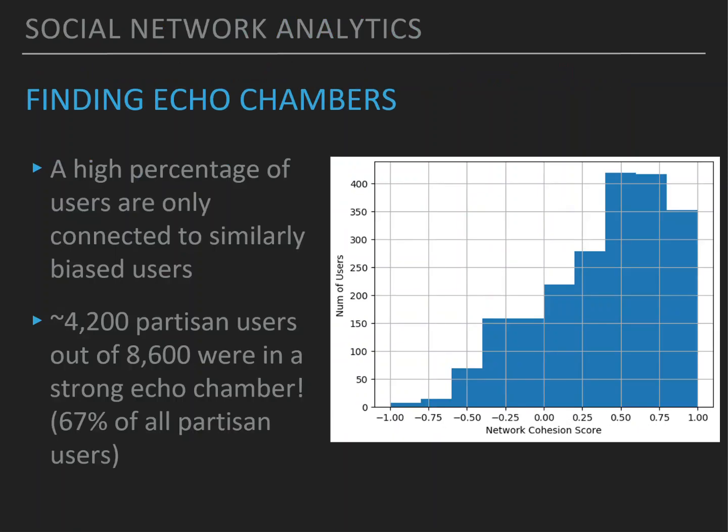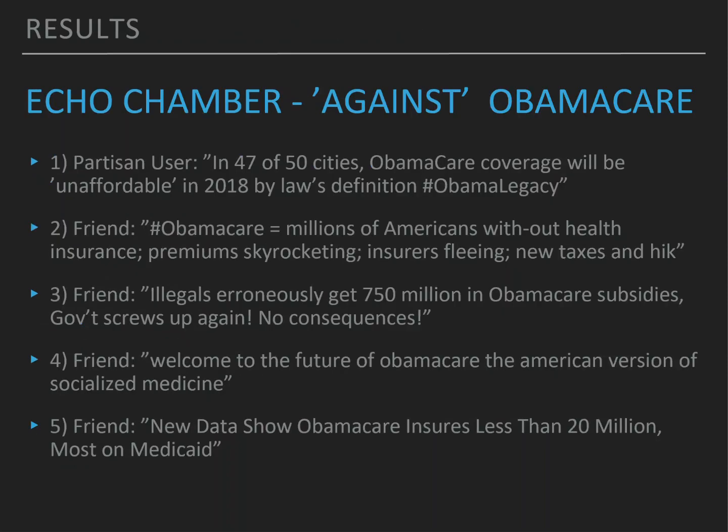The final step was to determine the one-sidedness or cohesion of a user's local network in the graph. The higher the cohesion score, the more a user was buried in an echo chamber. As can be seen, an alarming number of users had a very high cohesion score, which meant that a huge number of these Twitter users were in fact in echo chambers.